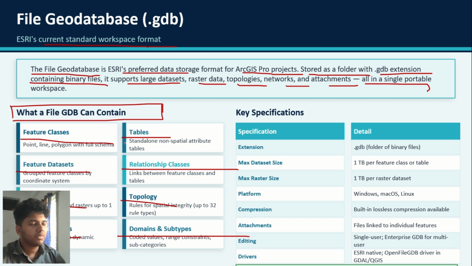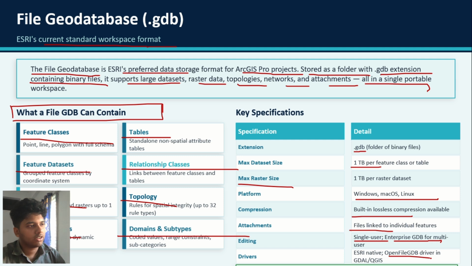And if we see some key specifications, the extension is GDB. We have to remember it. Max dataset size is 1 terabyte. Max raster size is the same as the dataset size, and it is cross-platform, and built-in lossless compression is available. Attachments are files linked to individual features. Editing is single user; use an enterprise geodatabase for multiple users. The driver is ESRI native, with the Open Geodatabase driver in GDAL or QGIS.